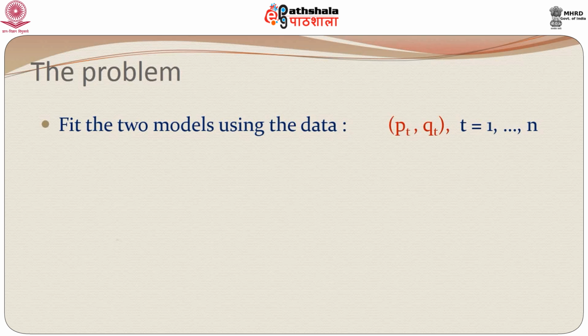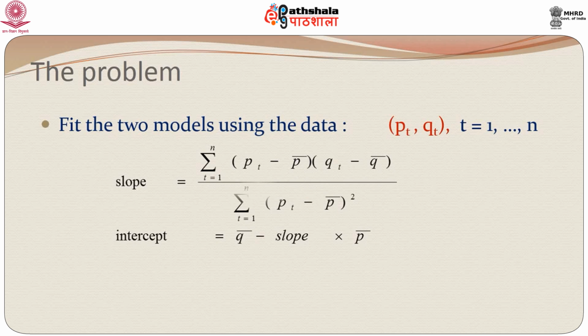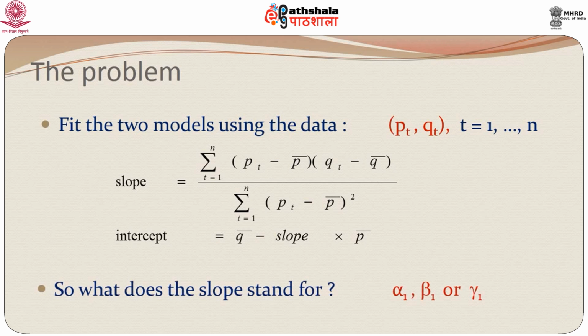What will happen is, we will get the slope which is summation t equal to 1 to n Pt minus P bar Qt minus Q bar divided by summation t equal to 1 to n Pt minus P bar square, and we will also get the intercept which is Q bar minus slope times P bar. Now, the question would be, what does the slope stand for? Does it stand for alpha 1, does it stand for beta 1, or does it stand for gamma 1?